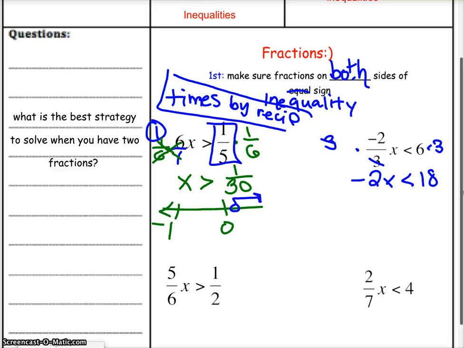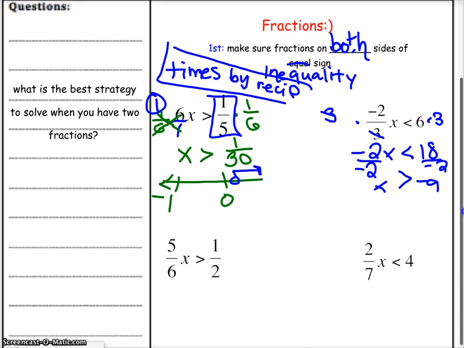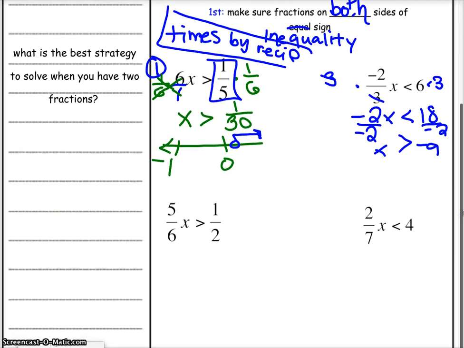Now I'm going to divide by a negative. So what do I have to be careful for? Flipping out, right? MD and F. I'm going to divide by a negative, which means I'm going to have to flip the inequality. So x is bigger than -9. I'm going to choose not to graph that one.